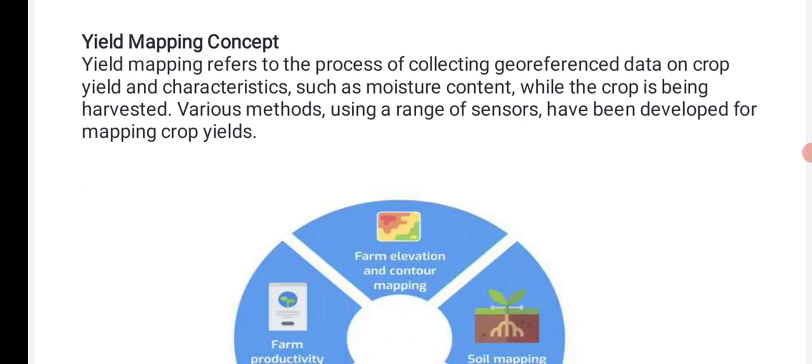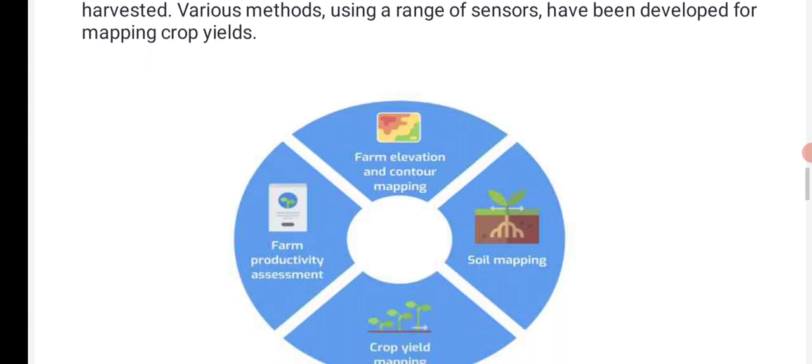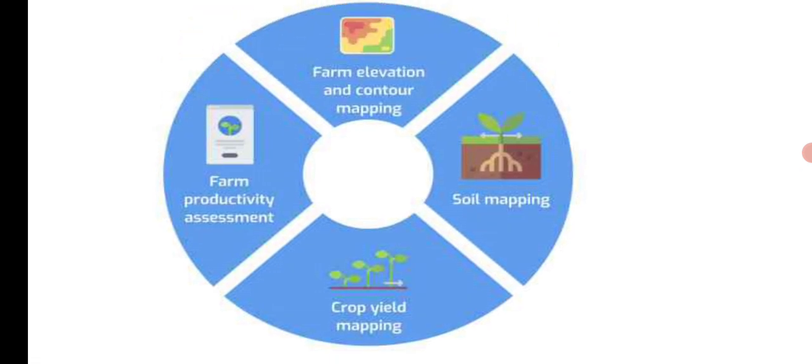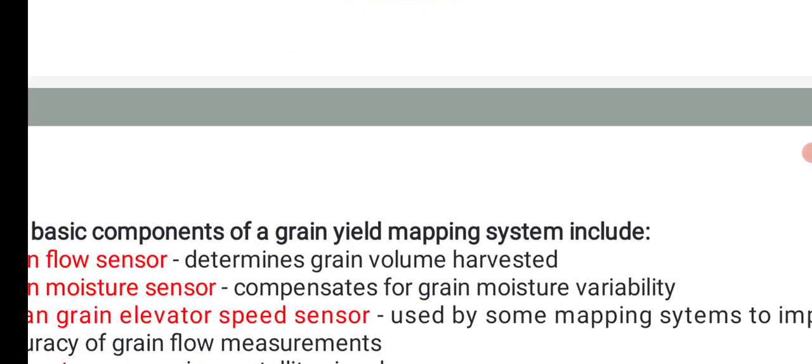Yield mapping concept. Yield mapping refers to the process of collecting geo-referenced data on crop yield and characteristics such as moisture content when the crop is being harvested. Various methods using a range of sensors have been developed for mapping crop fields. So this is the diagram for crop field: farm productivity assessment, farm evaluation and contour mapping, soil mapping, crop yield mapping.